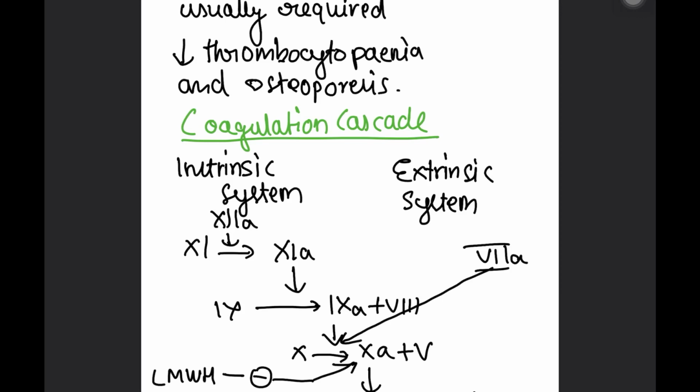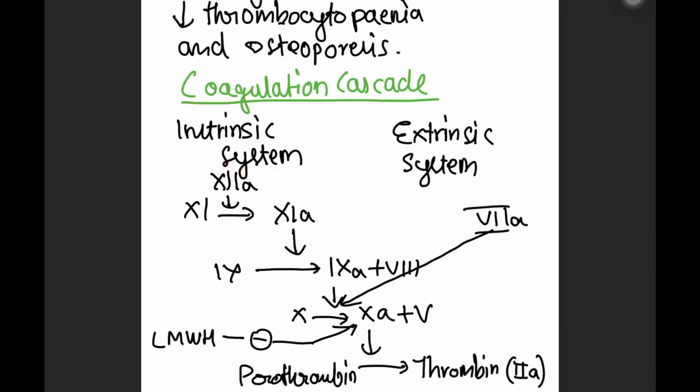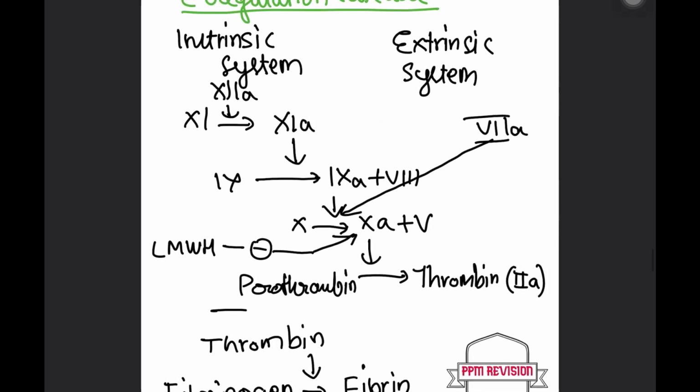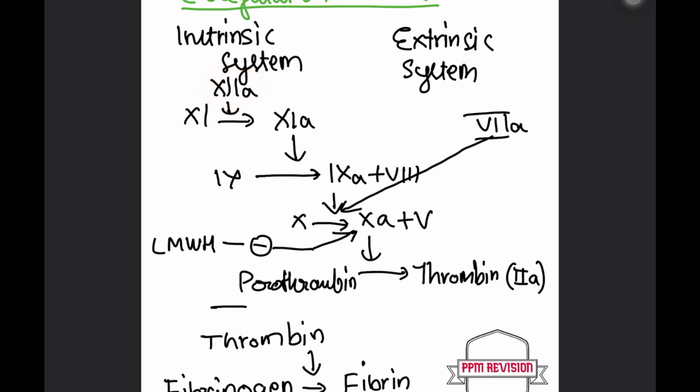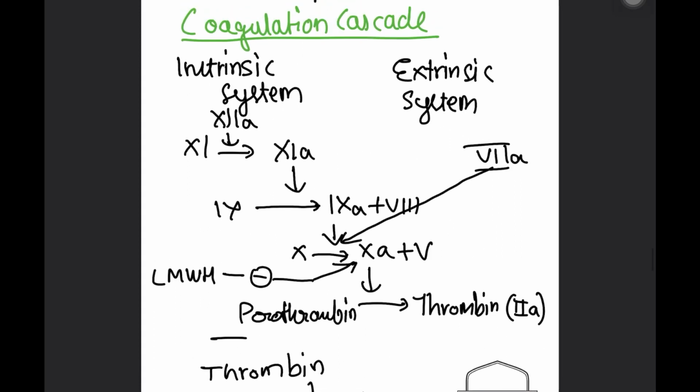Then just a quick view of the coagulation cascade. In the coagulation cascade, there's the intrinsic system and the extrinsic system. In the intrinsic system, there's 11. You need to know these numbers, that is 11, 9 and 10. So what happens is you have 11 to 11A, then 9 to 9A, and then 10 to 10A, and then 10A helps in conversion of prothrombin to thrombin. 12A helps in conversion of 11 to 11A. This 11A converts 9 to 9A, and 10 to 10A is converted in the presence of 9A. That's how the intrinsic pathway starts.